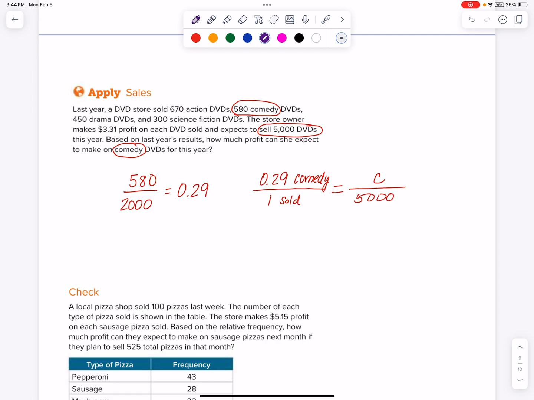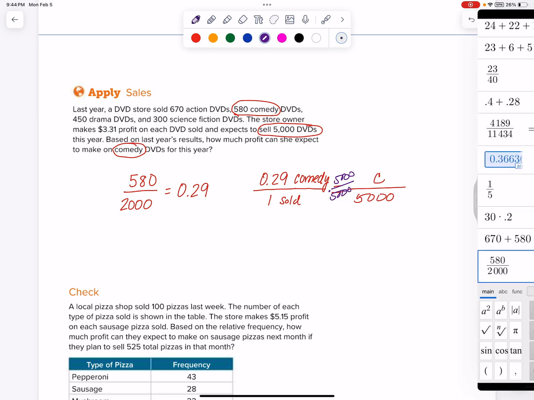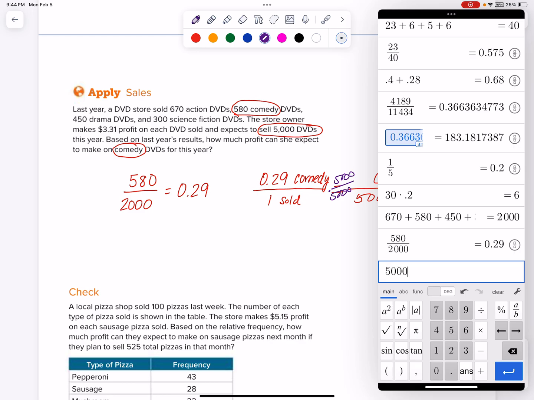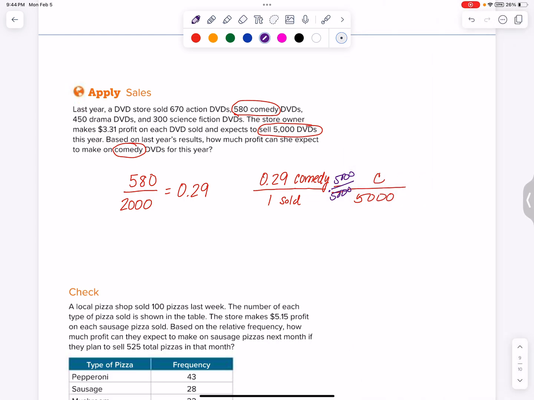All right, so let's go ahead and we can multiply by 5,000 over 5,000 to create the equivalent fraction. Okay, and so 5,000 times 0.29, and there we go, 1,450. Okay, so we have 1,450 comedy DVDs. And there you go. So that's how many comedy DVDs.